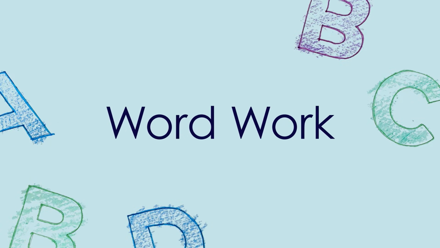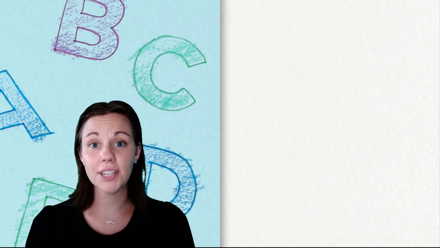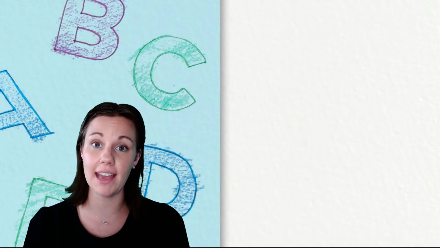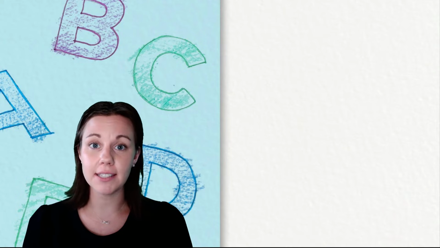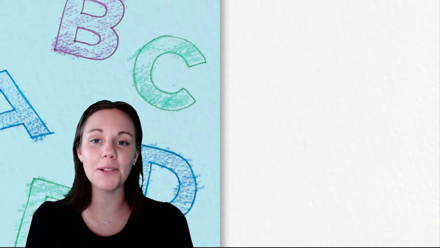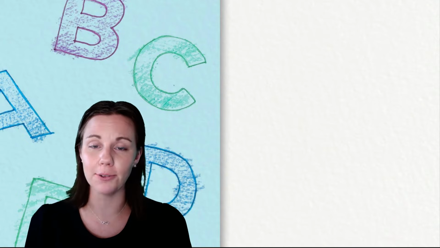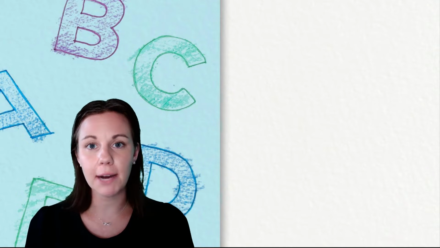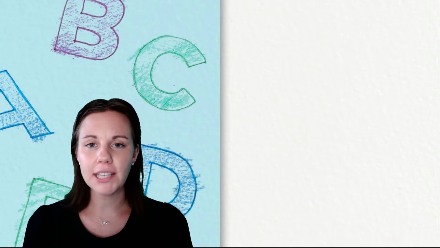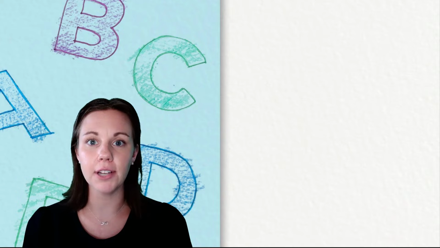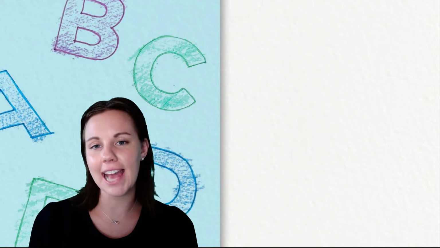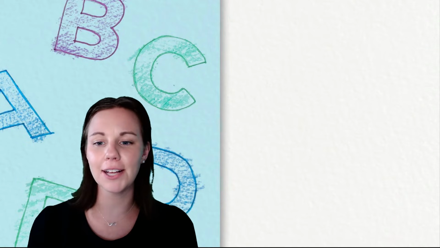Word work. We're going to really dig into this vowel team pattern for the long A sound. We've already discussed that we can use AI and AY to spell words with the long A sound. Some words are going to appear on the screen and we'll read them aloud together. I want you to try to notice a pattern about when we use AY versus when we use AI. Let's take a look.